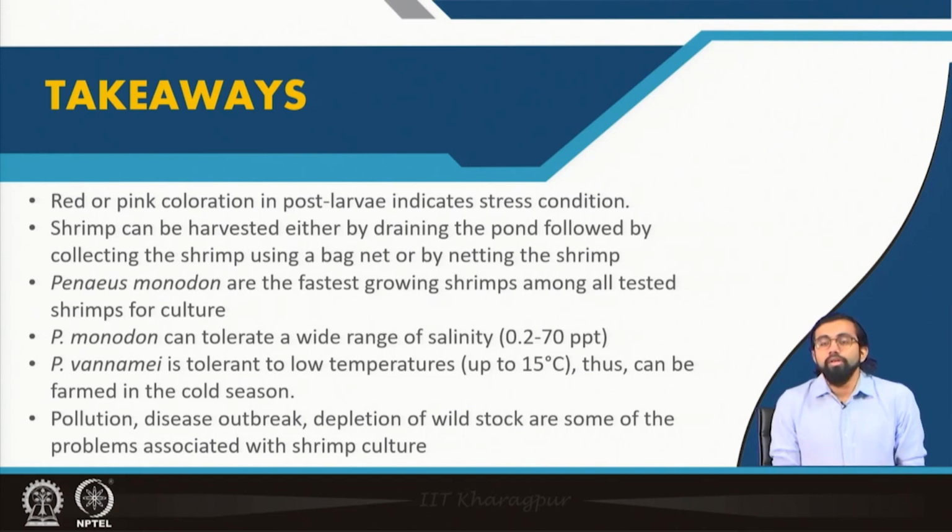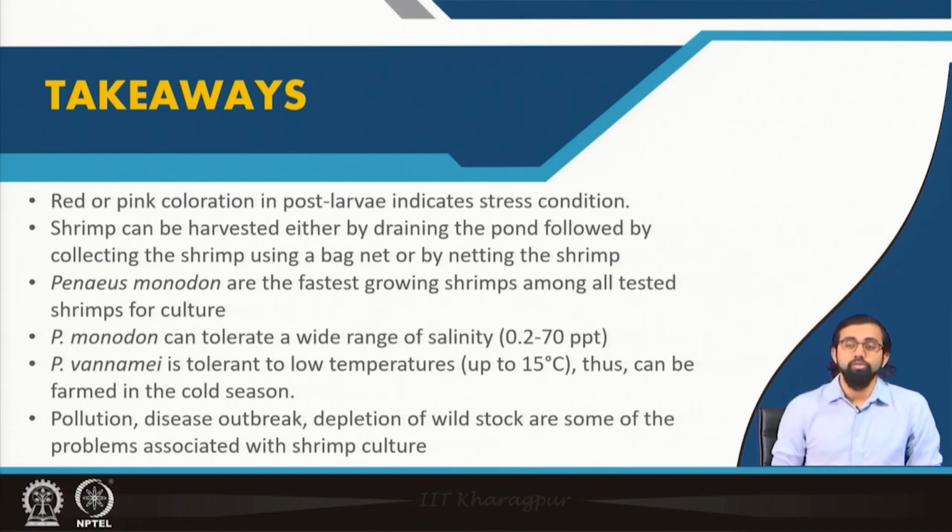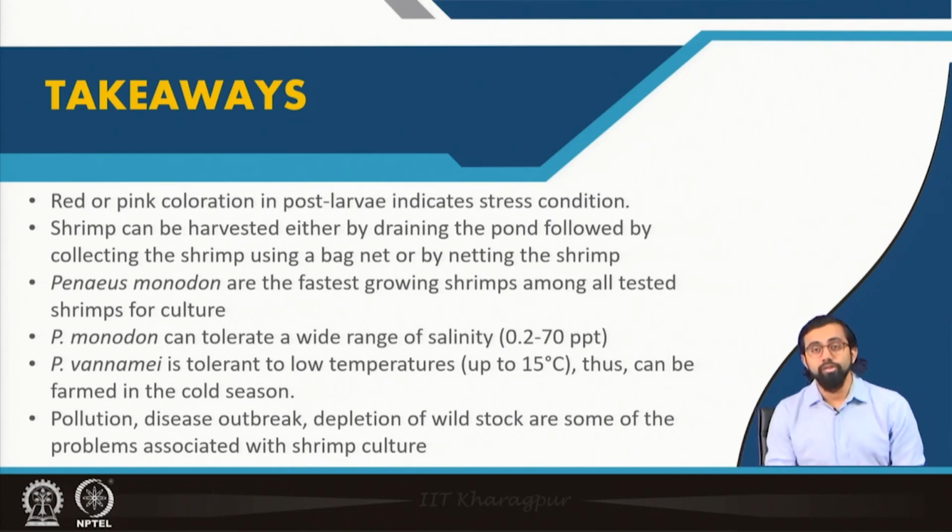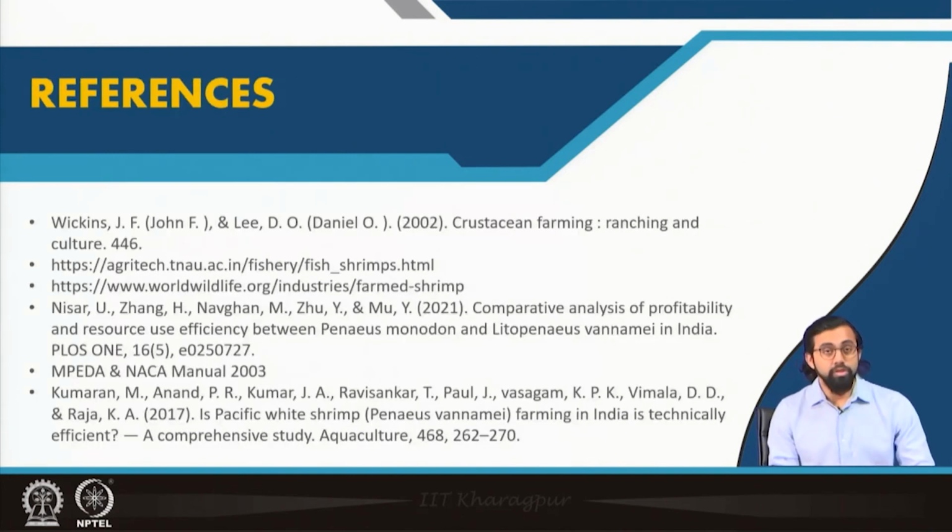For disease outbreak, you can go ahead with proper vaccination and proper culture species, and maintain the pond properly right from the beginning, from liming to the end, providing the proper chemicals to reduce the harmful bacterial load in your system. Another important thing is the depletion of wild stock, and all these problems associated with shrimp culture we have already discussed.